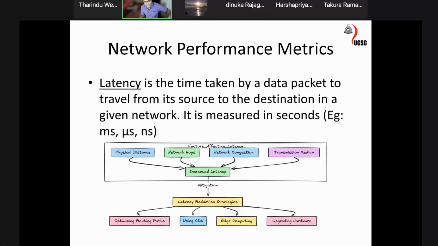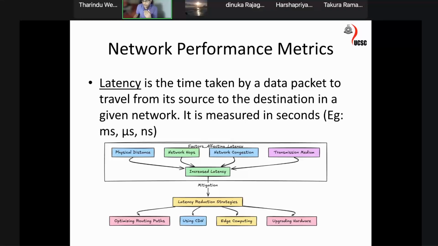Millisecond is 10 to the power -3, and microsecond is 10 to the power -6. Nanosecond is 10 to the power -9. Picosecond is 10 to the power -12. So in a low latency network, usually we expect traffic flows to be measured in microseconds.